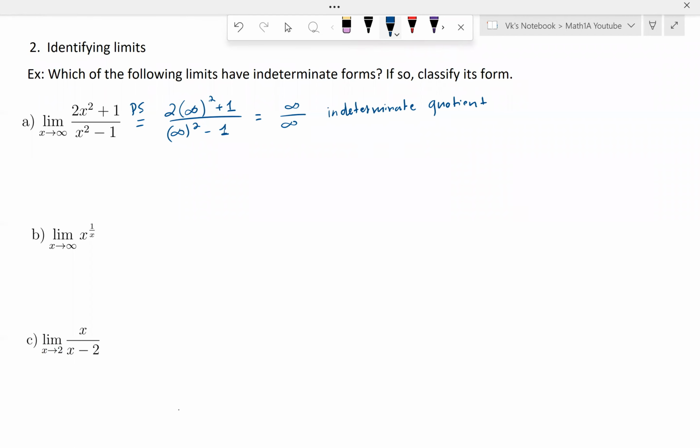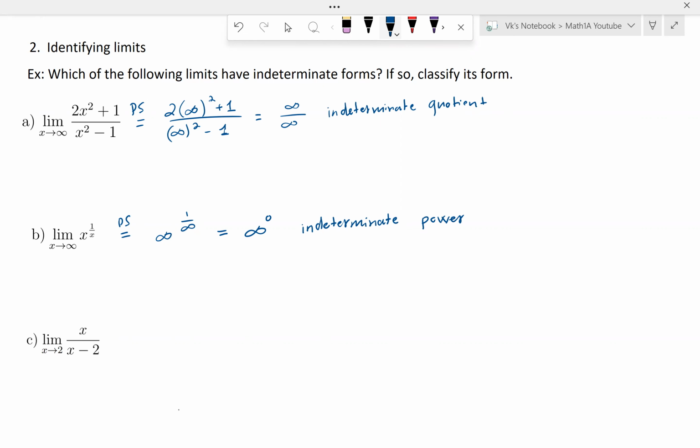In B, limit as x goes to infinity of x to the power 1 over x. Same thing, direct substitution: infinity to the power 1 over infinity. We know 1 over infinity is 0, because when we divide a real number by a number getting bigger and bigger, the quotient gets smaller and smaller, and eventually it's going to be 0. Infinity to the power 0. It's an indeterminate power.